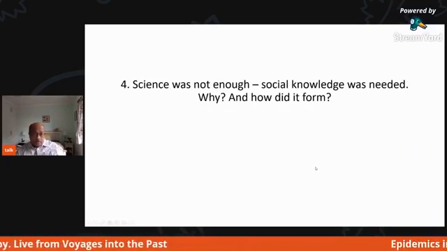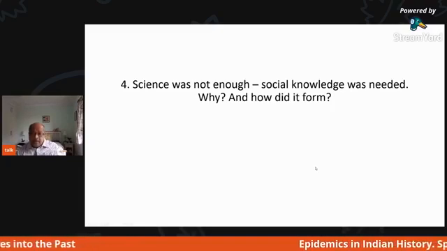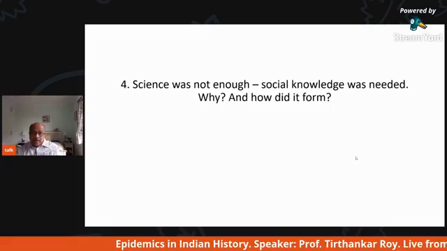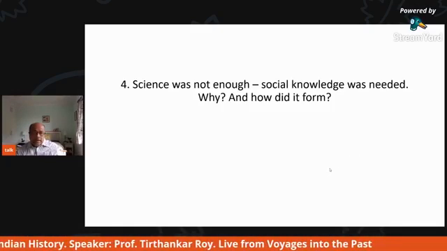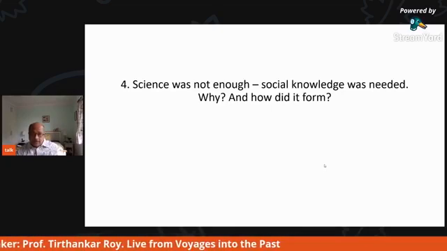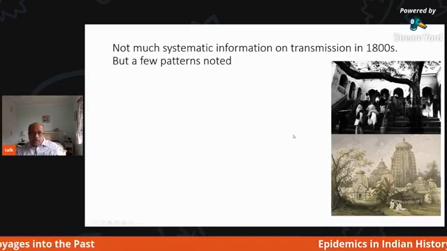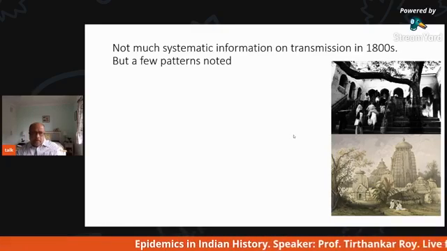But science wasn't enough, and science wasn't really kicking in with this new knowledge until much later, because having a vaccine and applying it are two different things. Something else was needed, and that was social knowledge. What was it, and how did it fall? Now, that's of course all about transmission.